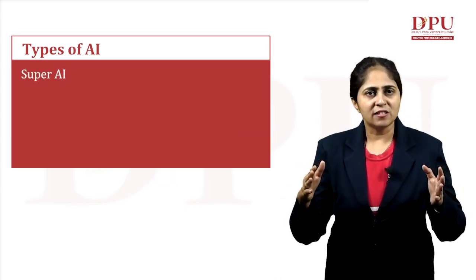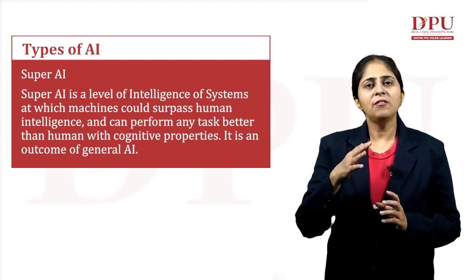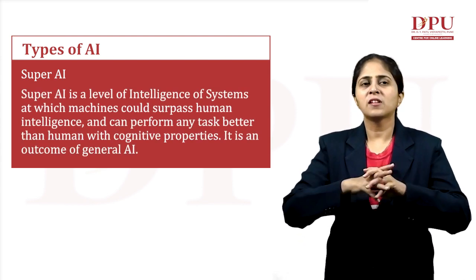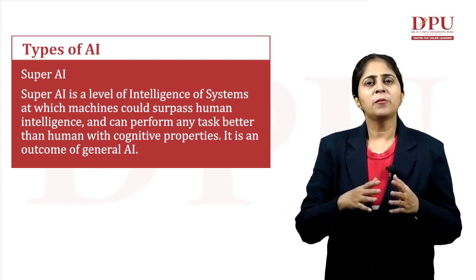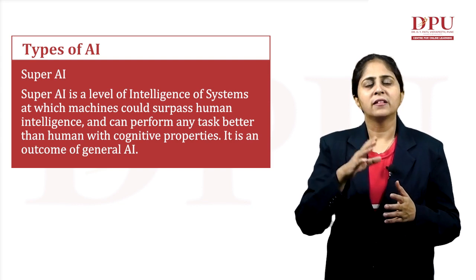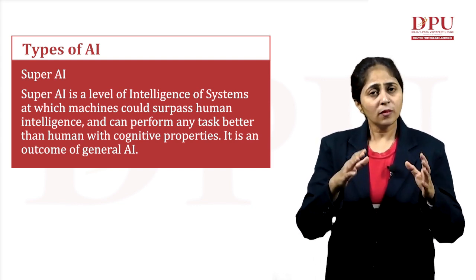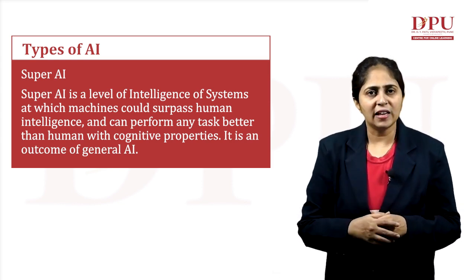Then comes the final stage, which is the super AI. Super AI is the level of intelligence of a system at which machines could surpass human intelligence and are able to perform any task better than a human with cognitive properties. This is definitely going to be the outcome of the general AI.